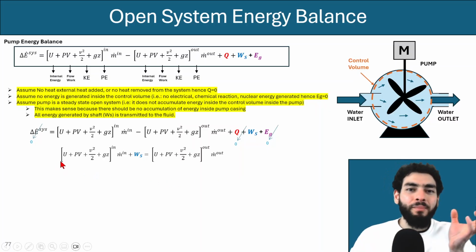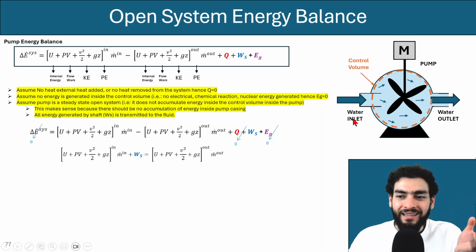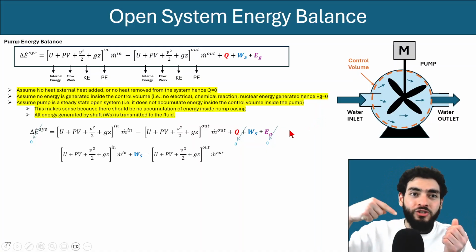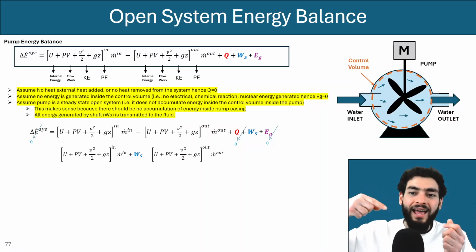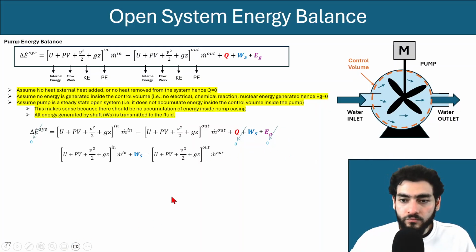So you already have some energy that's being added into the control volume, which is due to the flow rate of the liquid coming in. However, there is additional energy because of the shaft that is being provided to the fluid, and all of that will be coming out. So all of that is equal to the energy of the flow that is leaving the system. And so this is what this equation means.